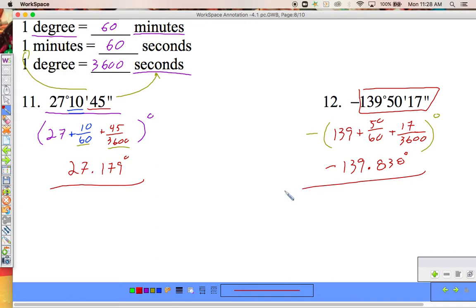Negative angles, ignore it until you get to the answer. Don't use it as a negative 139. Use it as a negative angle. Do the math on just the number, and then put that negative sign in the degrees on the outside. Very, very important.